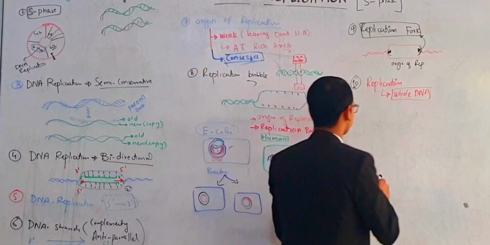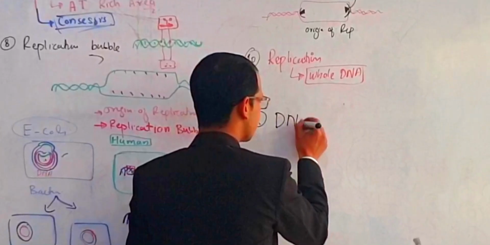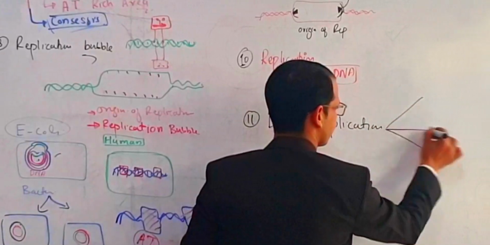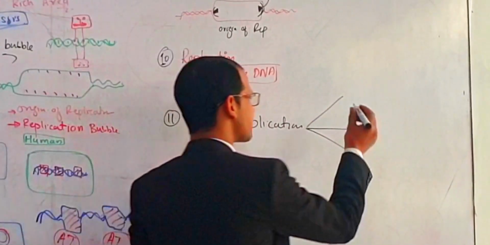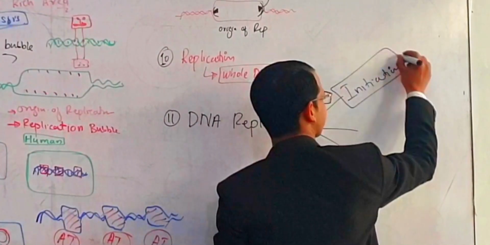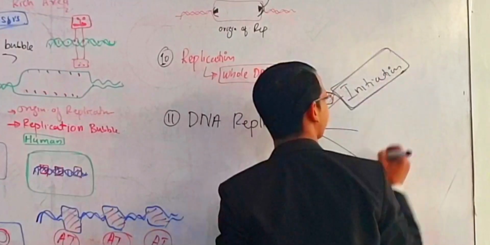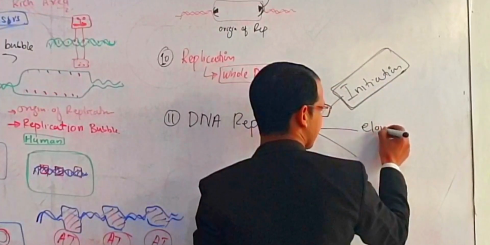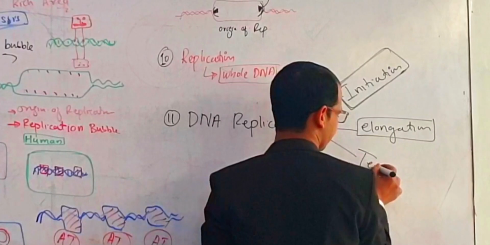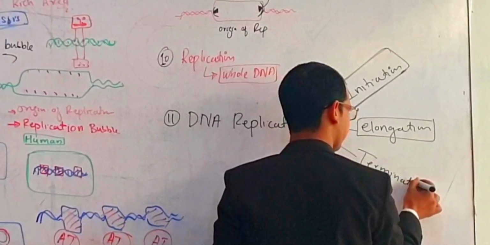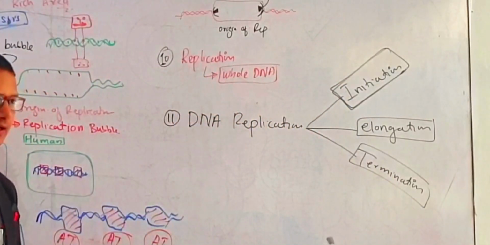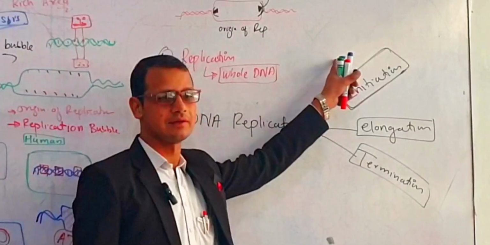The next point: DNA replication must occur in three steps. The first step is initiation. यहाँ से DNA replication शुरू होती है. The next is the elongation phase, and the third one is the termination phase. Right? This is the next point in DNA replication. We will start from here.